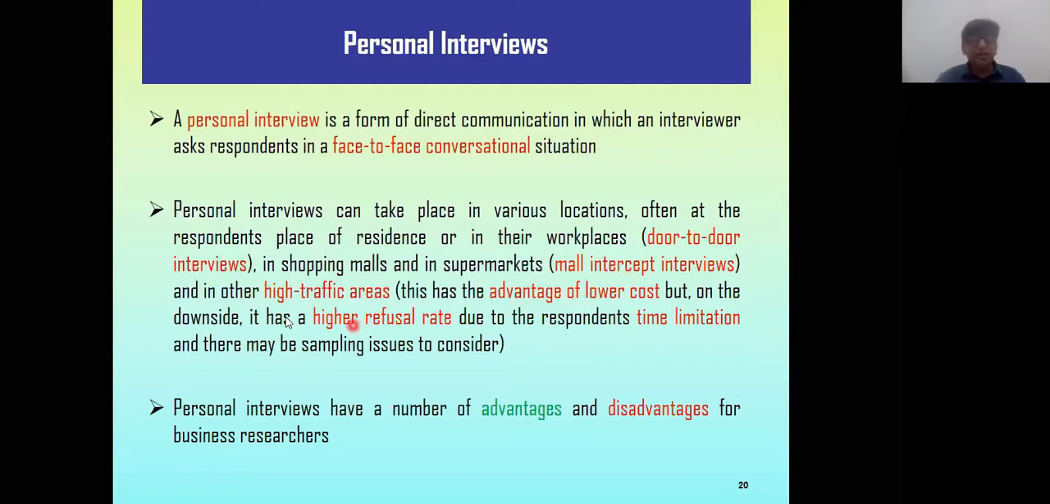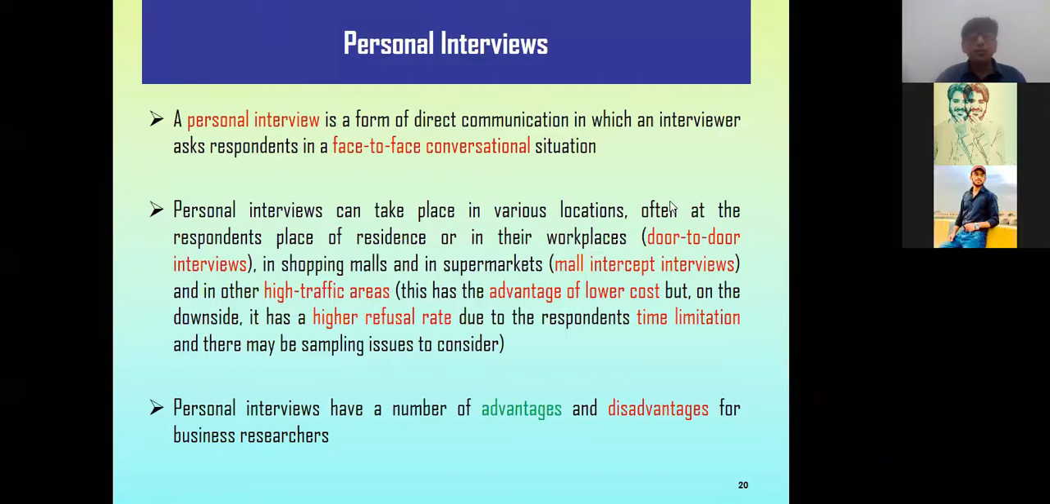And then another is high traffic areas. In high traffic areas, like the big roads, like Shahrah-e-Faisal in Karachi or the big Mall Road in Lahore, if you stand there, people are passing by, and you can stop people for a few minutes to conduct their interview. So these are the three types of interview.